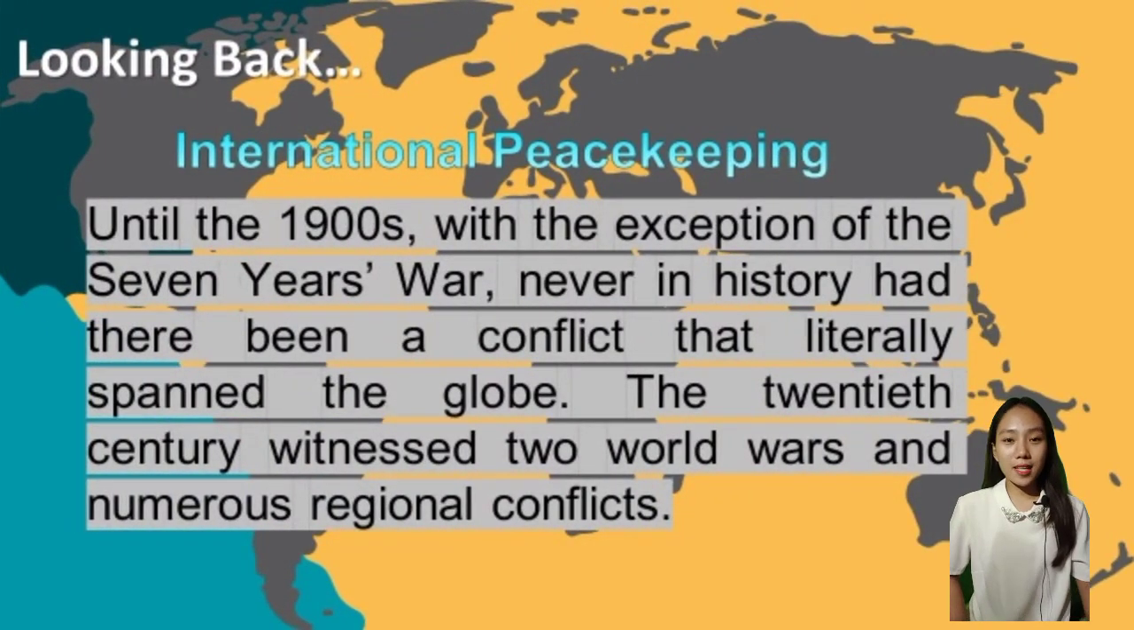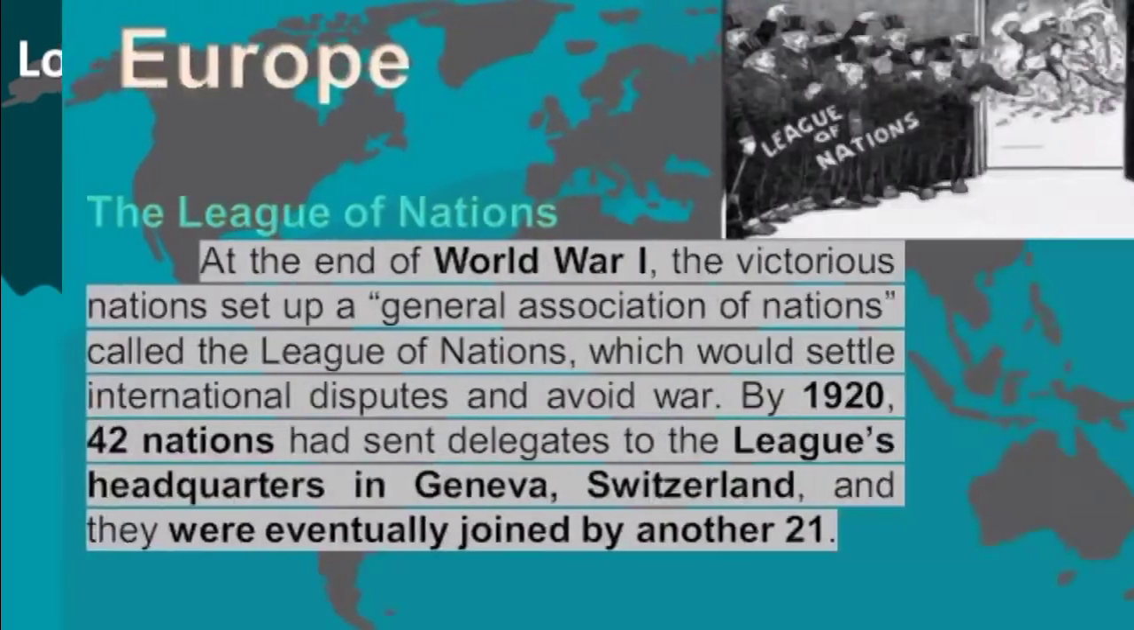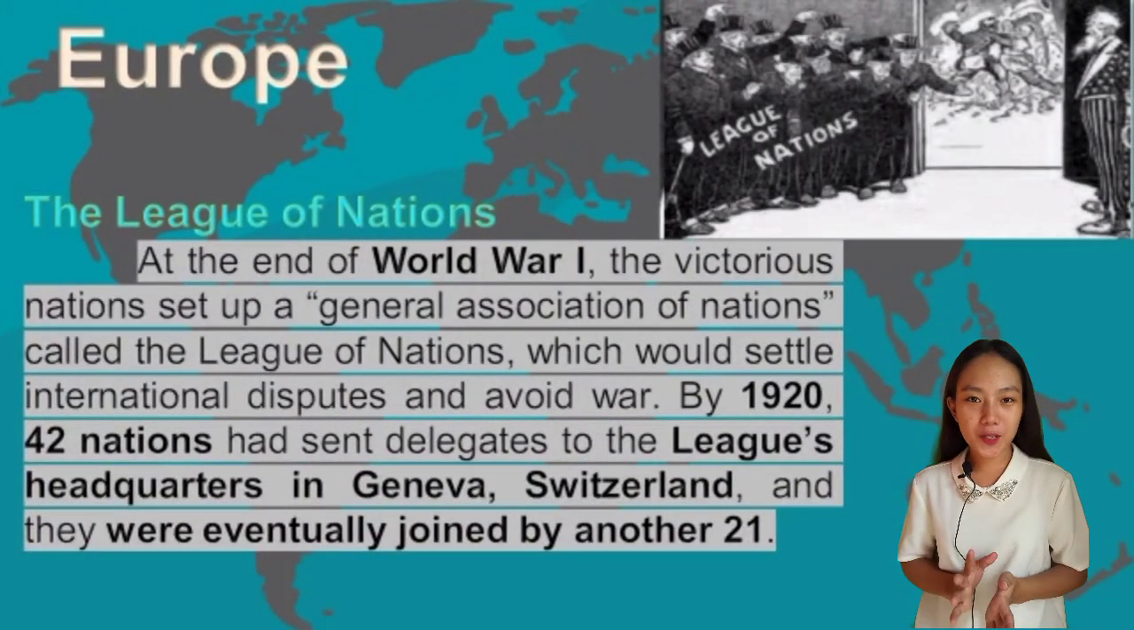Looking back from the past, with the exception of the Seven Years' War, never in history had there been a conflict that literally spanned the globe before the 1900s. The 20th century witnessed two world wars and numerous regional conflicts. As the scope of war grew, so did international commitment to collective security, where a group of nations joined together to promote peace and protect human life. So this is how the League of Nations was created.